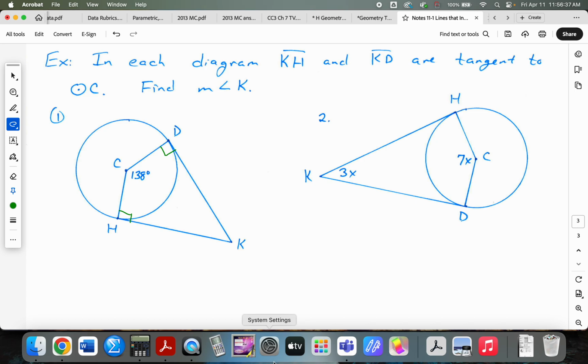The second thing you need to know is what do the angles in a quadrilateral add up to? And no, it's not 180. It's 360. The angles in a quadrilateral always add up to 360. So what I know here is that 138 plus 90 plus 90 plus the measure of angle K has to be 360.